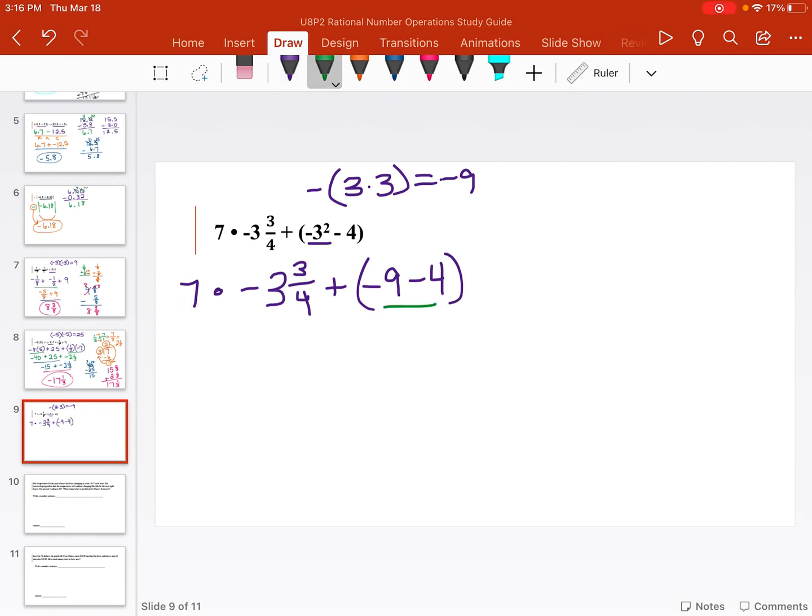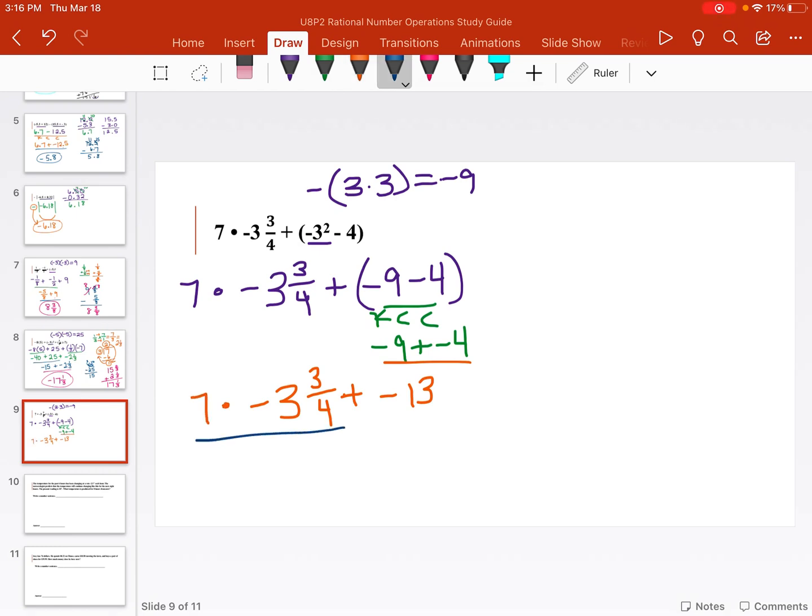Okay, next step would be here, finishing off these parentheses. This is a subtraction problem though, so I do need to keep change, change. So really this says -9 plus -4, right? Keep, change, change. Okay, so to solve that now, same signs, add and keep. So I'm going to do 9 plus 4 is 13, it's a -13. And again, bring everything else down.